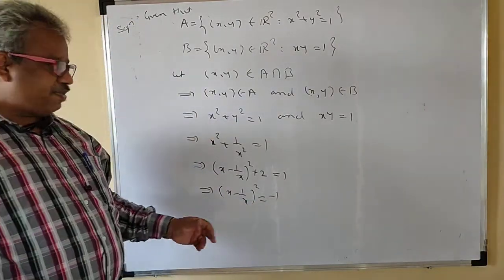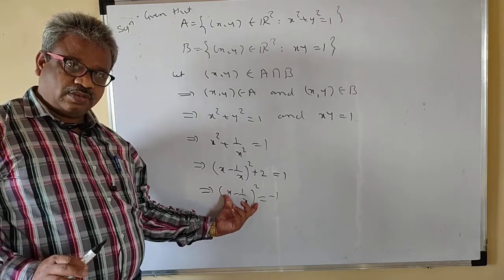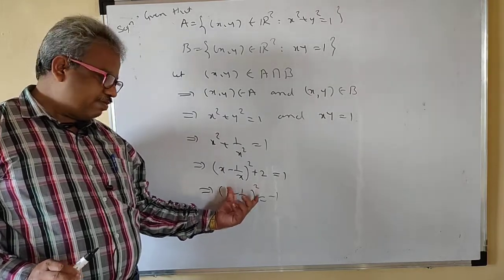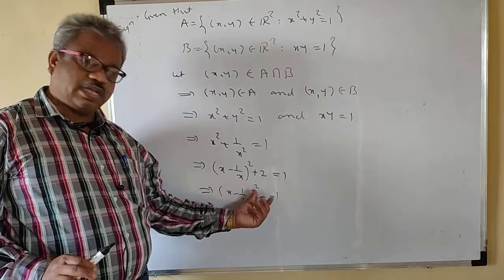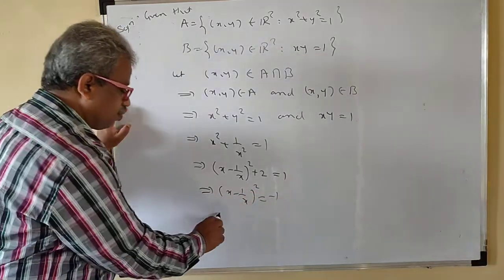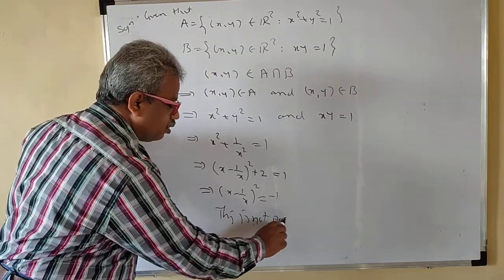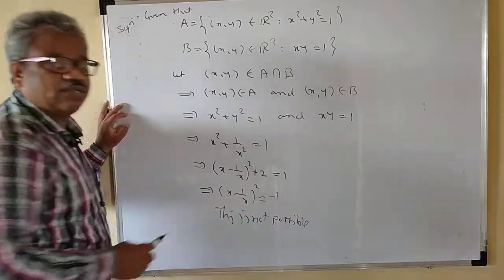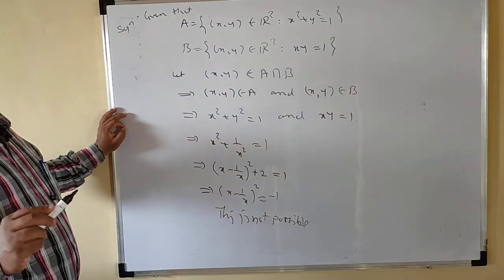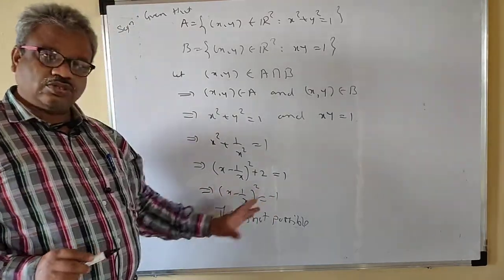Whatever the x and 1 by x may be, this is the square of a real number, and we know that the square of a real number is always positive. So this is not possible. Why is this not possible? Because we get the square of the bracket as minus 1, and the square of any real number is always positive. So we get a negative number here. So this is not possible.